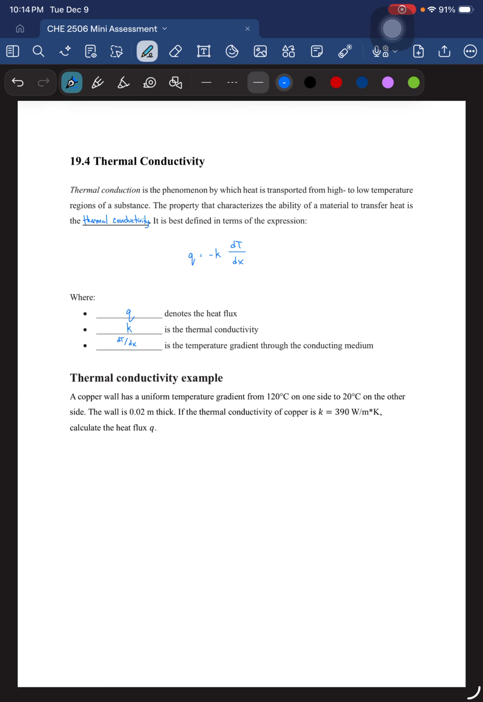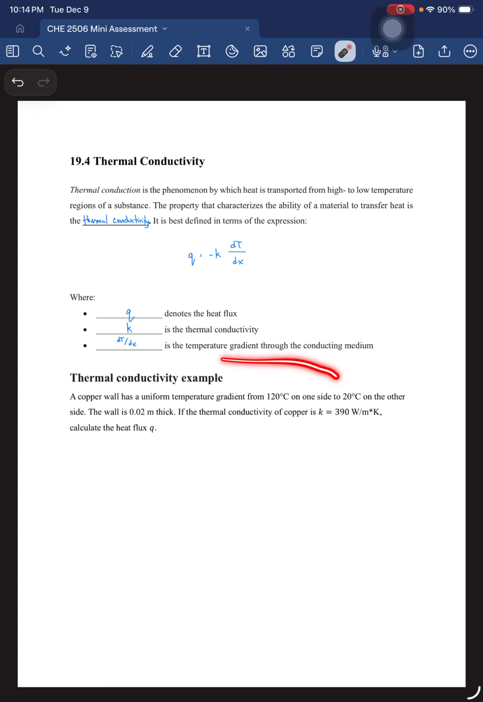Looking here, we have a pretty straightforward example yet again. A copper wall has a uniform temperature gradient from 120 degrees Celsius on one side to 20 degrees Celsius on the other side. The wall is 0.02 meters thick. If the thermal conductivity of copper is 390, calculate the heat flux Q.